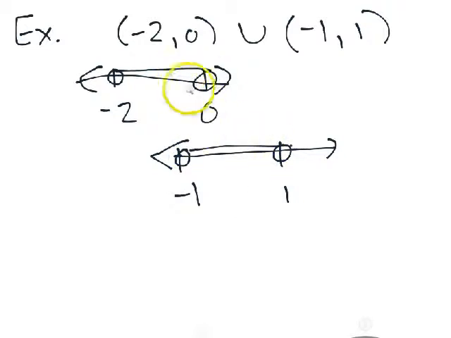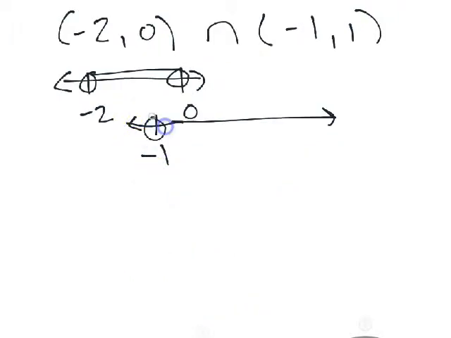So anything in either of these sets needs to be written down. And note that 0 is going to be there because it's in the second set. And -1 is going to be there because it's in the first set, but the two endpoints are not. So the union altogether goes from -2 all the way to 1, but does not include those two endpoints.